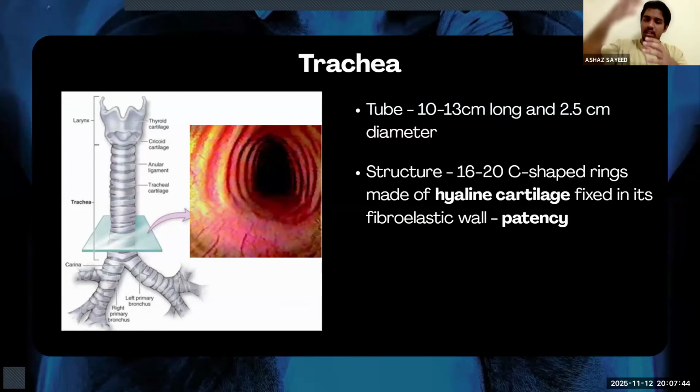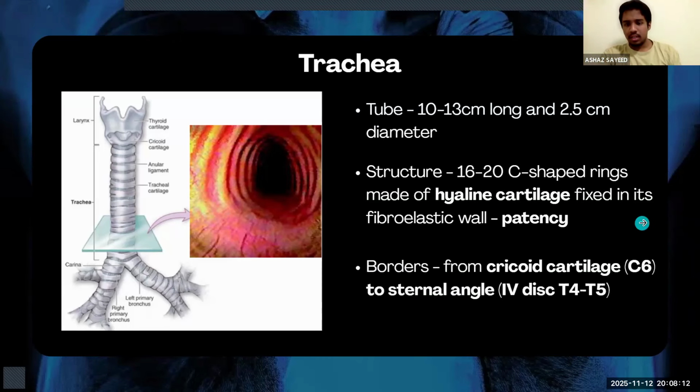The function of this arrangement is to maintain patency. If it was a solid tube of cartilage, it's just going to bend and collapse. This structure prevents that from happening. Patency means the trachea remains open, and that's important because if it collapses, air will never reach the lungs.